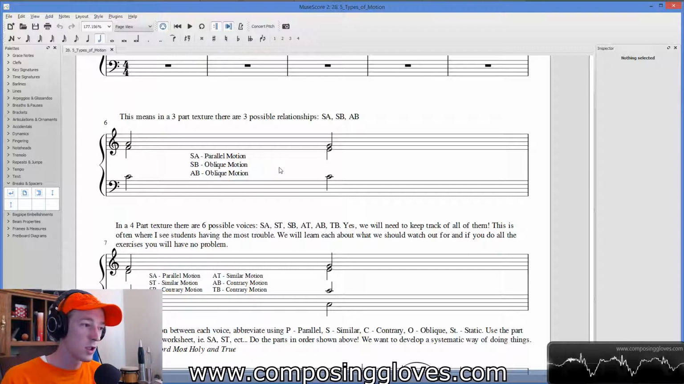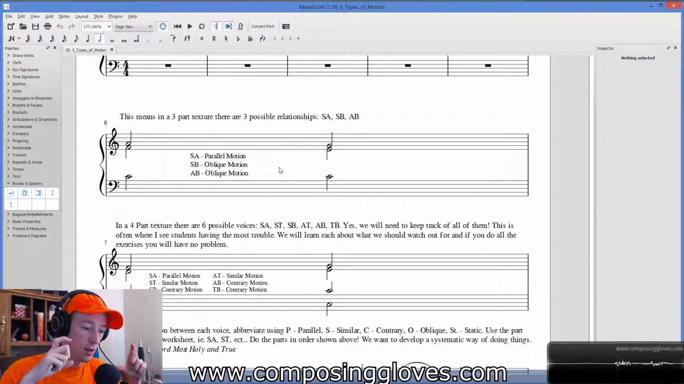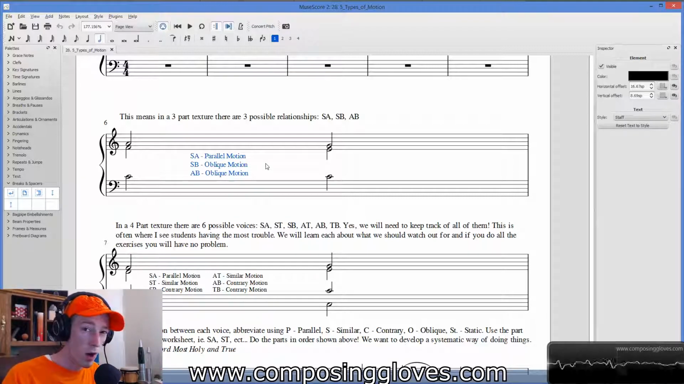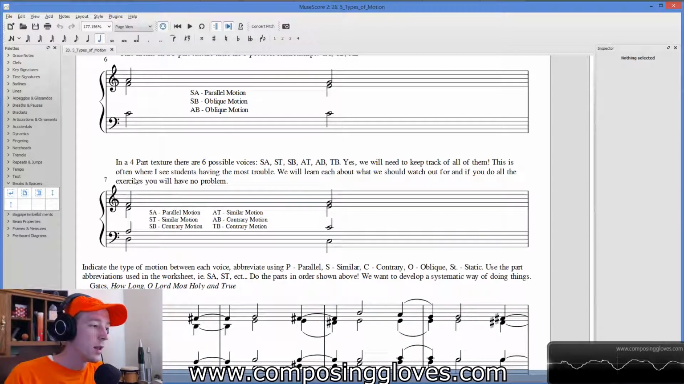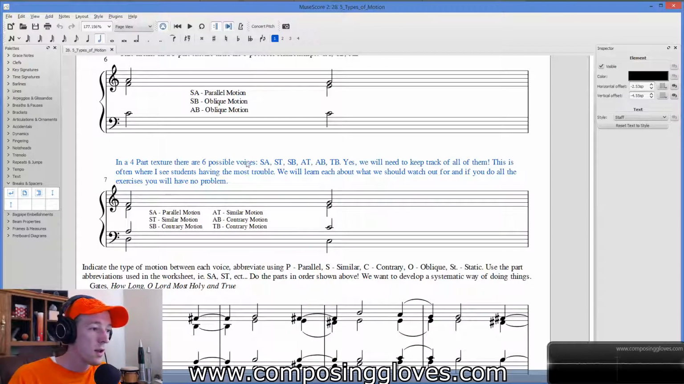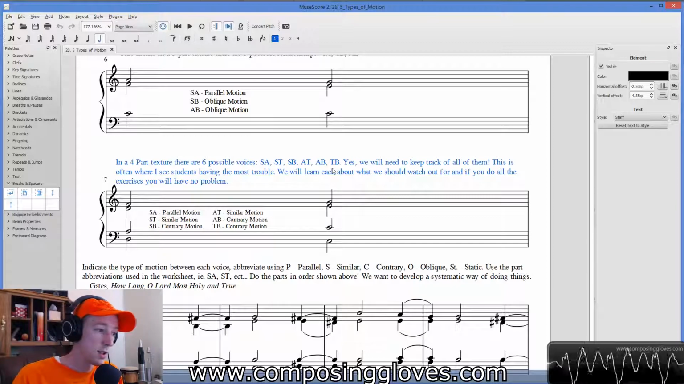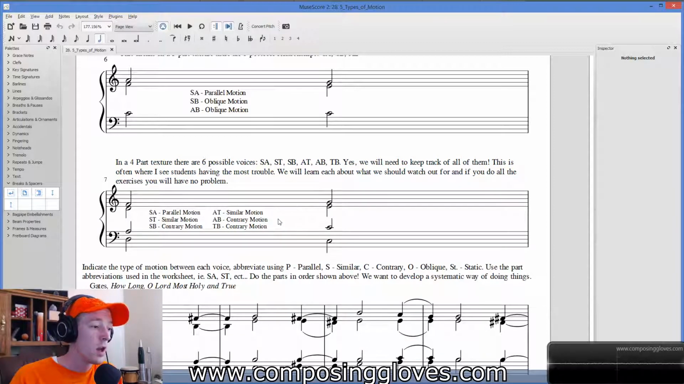These are just observations of motion. We're not going to really do exercises directly for this. This is going to be a step in part of our analysis. So this is something we want to get good at, being able to spot relatively quickly. And then also in 4-part textures, there are 6 possible voices. And yes, we do have to keep track of them. Don't worry though, we will come up with systems for thinking about this, because this can become quite overwhelming. But for now, we want to just do a bunch of analysis and get really quick at identifying these.